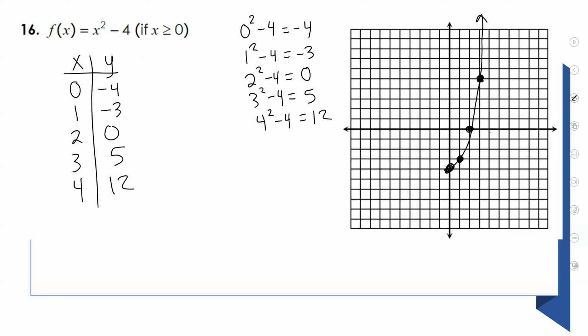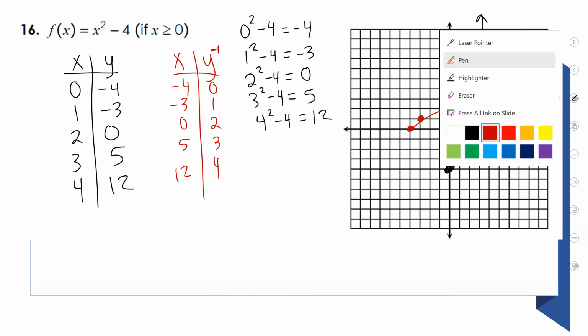All right, now I'm going to do the inverse graph. Remember, the inverse symbol has a little -1 here. So make sure you put a -1 in the table. And we just switch the X's and Y's. Okay, so I'm going to graph those. -4, 0. -3, 1. 5, 3. Oh, 0, 2. There you go.